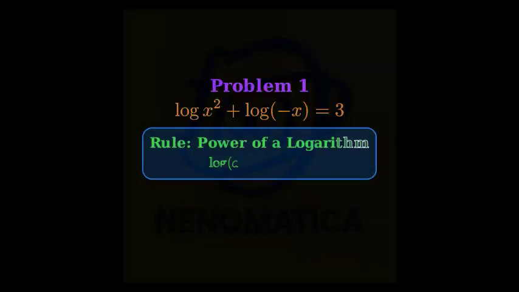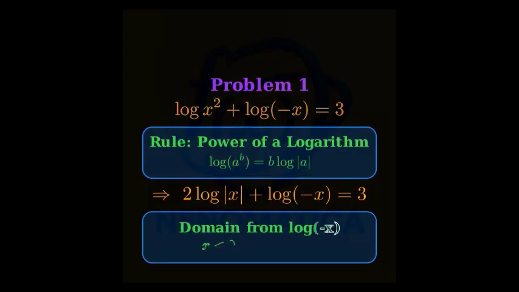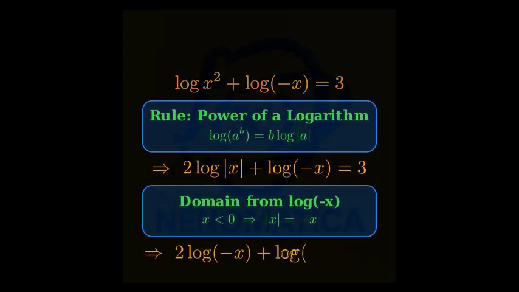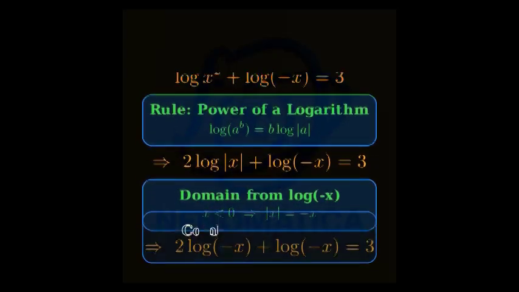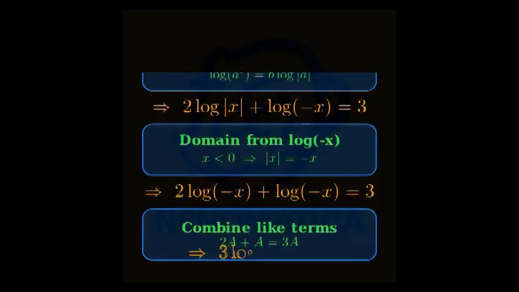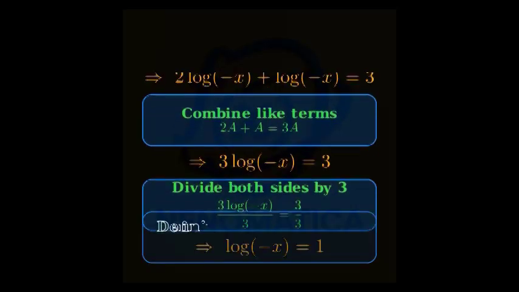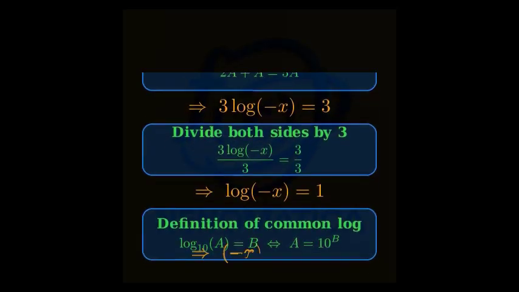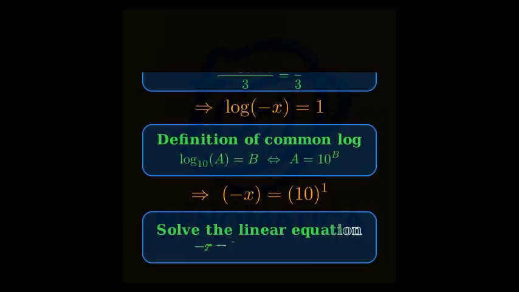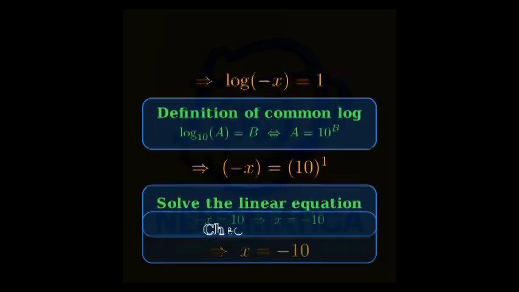Problem 1. Step 1. Write the original equation. Step 2. Apply the power rule of logarithms. Step 3. Use the domain condition from log of negative x to replace absolute x by negative x. Step 4. Combine like terms. Step 5. Isolate the logarithm. Step 6. Convert to exponential form, base 10. Step 7. Solve for x. Step 8. State the solution set.